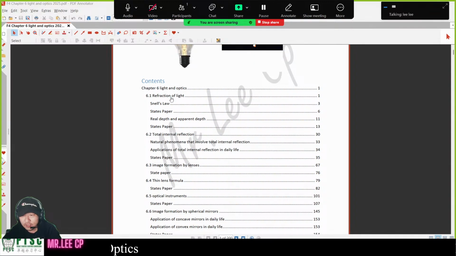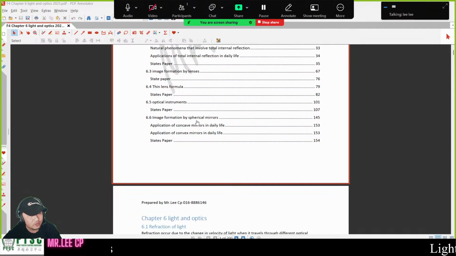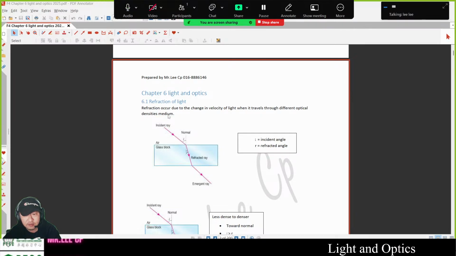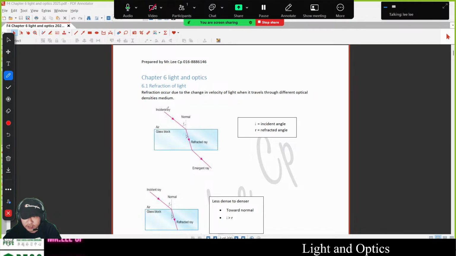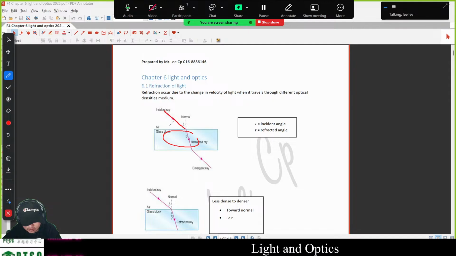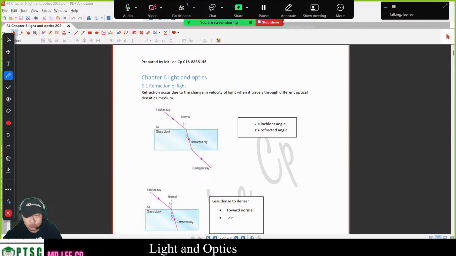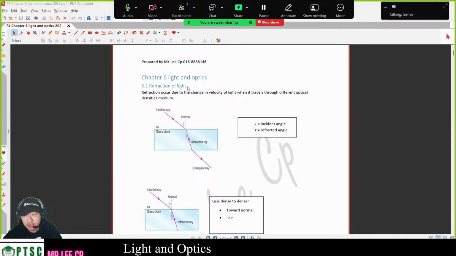All right. 6.1 refraction of light. So I will go slightly faster. Refraction of light occurs due to the change in the velocity of light when it travels through different optical density media. Meaning that when the light goes from the air to the glass, a different medium, it will be bent. Why is it bent? Because of the difference in velocity. The velocity changes, right? So when the velocity changes, the direction will change.